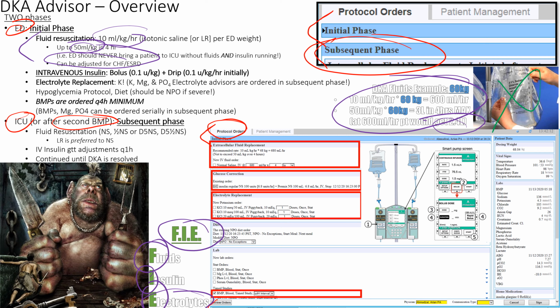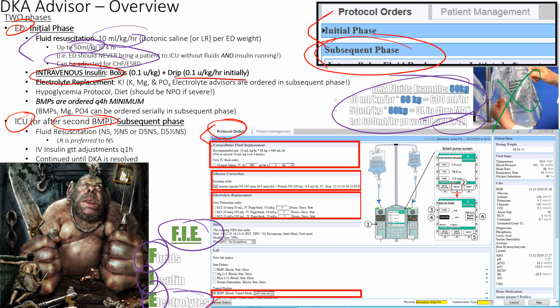So FIE: fluids, and now insulin. Usually we give a bolus of 0.1 per kilo, and then a drip started at 0.1 per kilo. If they weigh 60 kilos, you're giving a bolus of 6 units. Is it sub-Q or IV? It's intravenous. It's regular insulin, the only IV form that we can give. Then we start that drip and let it ride until we get another chemistry.